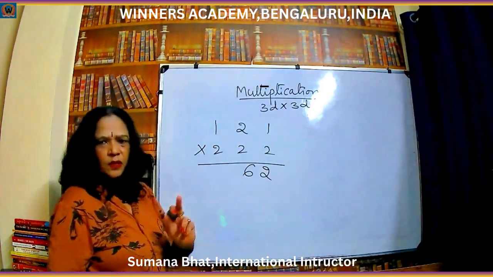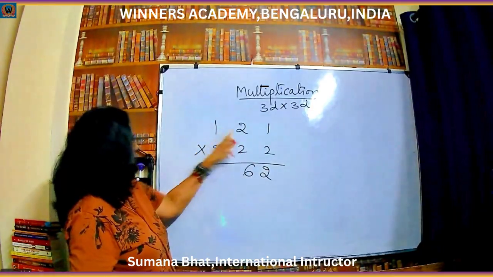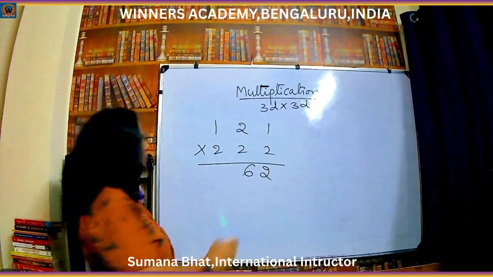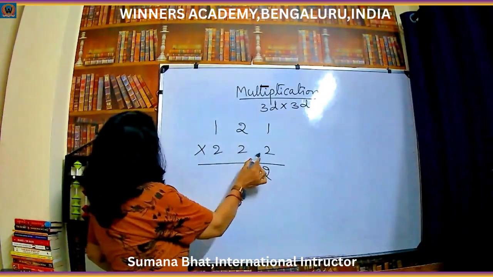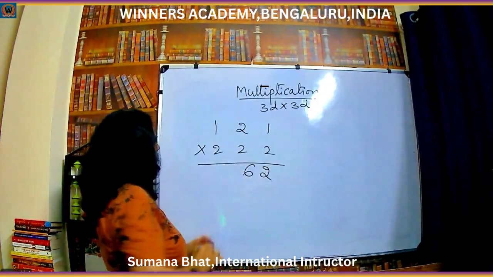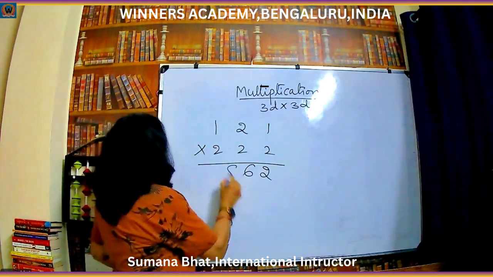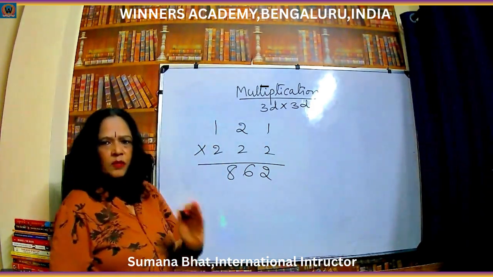That is the second step. What is the third step? Units and hundreds, tens and tens, all the multiplication, then addition. So 2 into 1 is 2. Plus 2 into 1 is 2. 4. 4 and 4. 2 into 2 is 4. 4 plus 4 is 8. That is the third step. What is the fourth step?